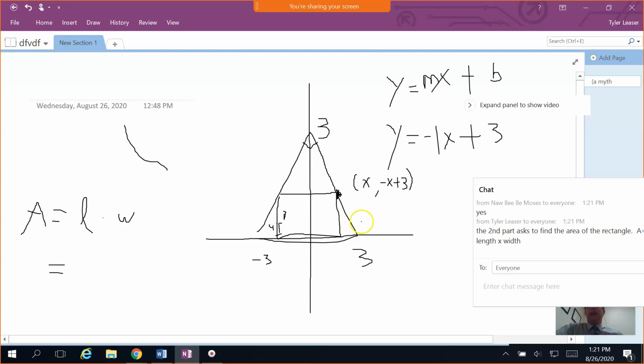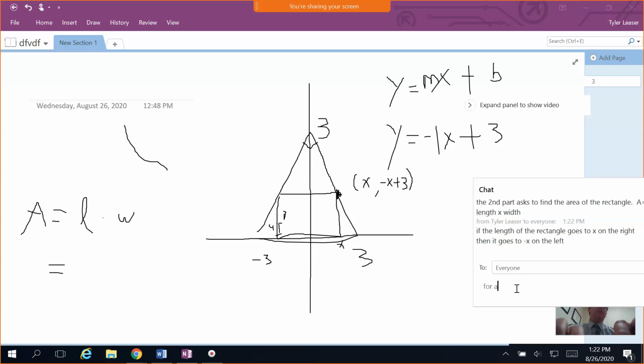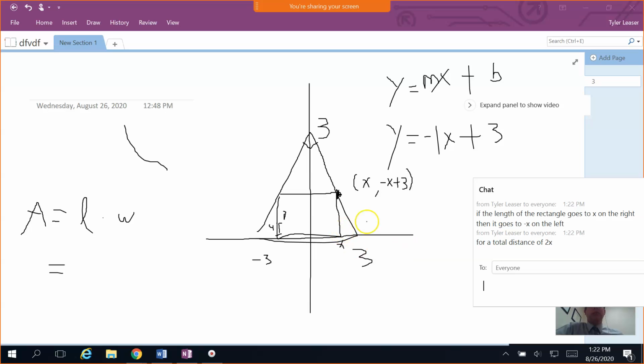So for the rectangle that we have here, the length is going to be the total distance along the bottom. If it goes to x there on the right-hand side, it has to go to negative x on the left-hand side. So if the length of the rectangle goes to x on the right, then it goes to negative x on the left for a total distance of 2x. All right, so across the bottom of my rectangle, the length of my rectangle is going to have a value 2x.